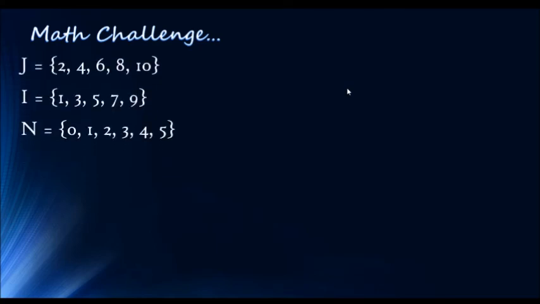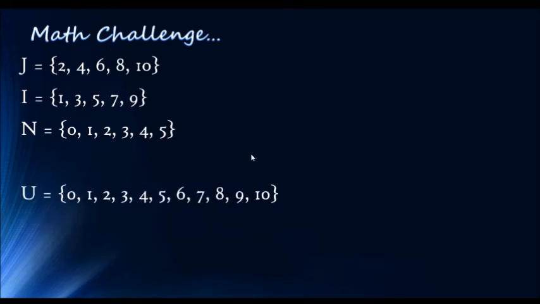Now let's try this one, the math challenge. We're going to apply all the concepts we have learned. Given here, we have your sets. Now if we're going to combine this one, our universal set will be this one. First, let's try to find J complement intersection N. How are we going to find this one?